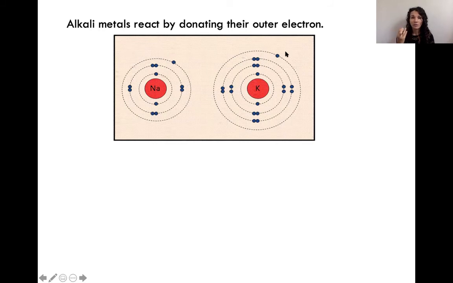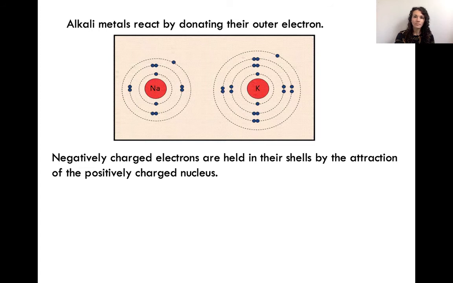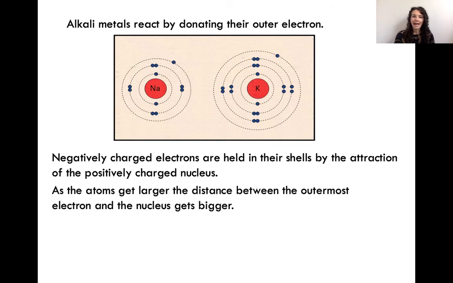Now when an alkali metal reacts, it loses that outermost electron. So that outer shell electron is what we call donated. Okay, so you lose it. To begin with, these negatively charged electrons are held in the shell by the pull of the nucleus. The nucleus has a positive charge. That outermost electron has a negative charge. So that's what holds the electron in place. When the alkali metal then reacts, that outermost electron is lost.